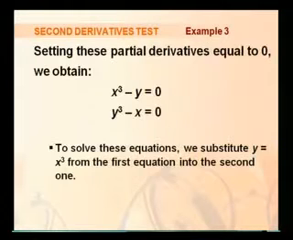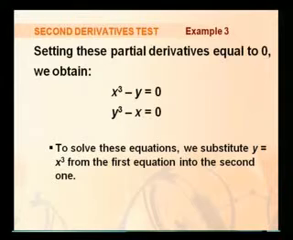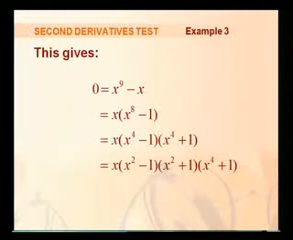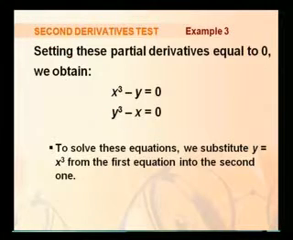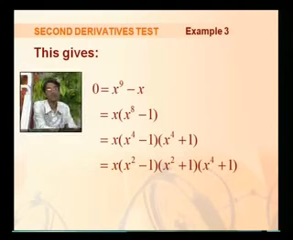And if we take both equal to 0, then we will get x cube minus y is equal to 0 and y cube minus x is equal to 0. To find the critical points, we need to solve these two equations, and to solve them, we can put y is equal to x cube from the first equation into the second equation. By solving this, the second equation will give us x raised to 9 minus x is equal to 0.